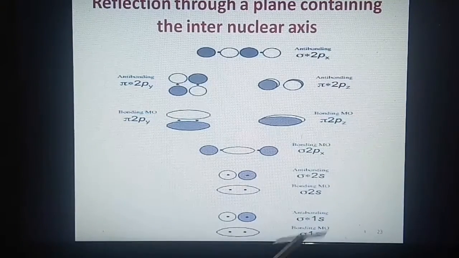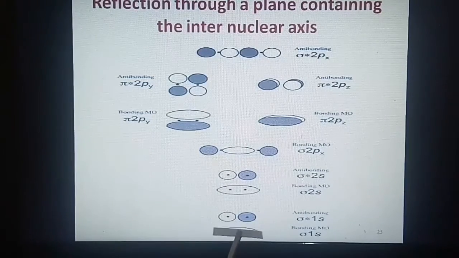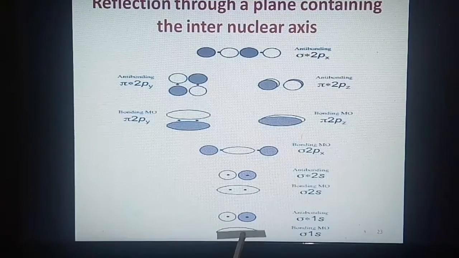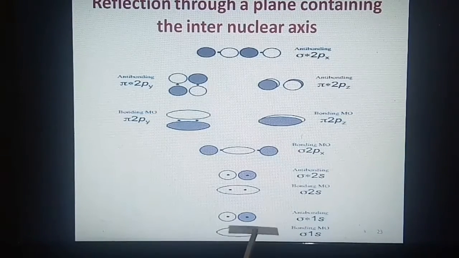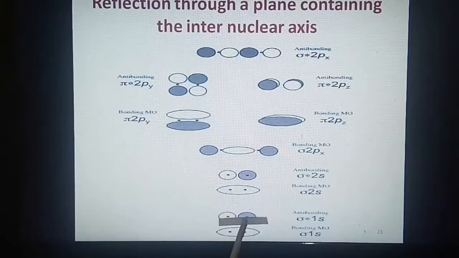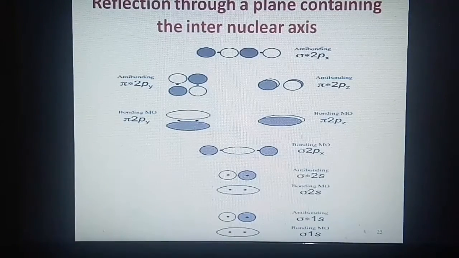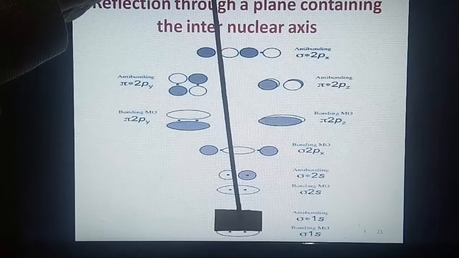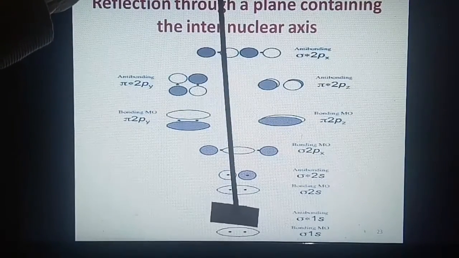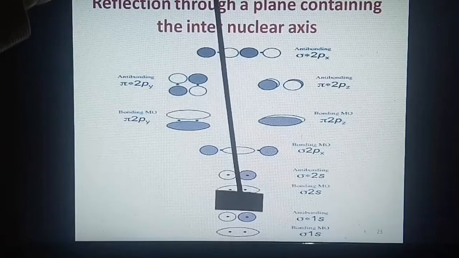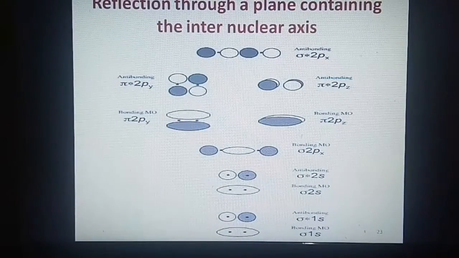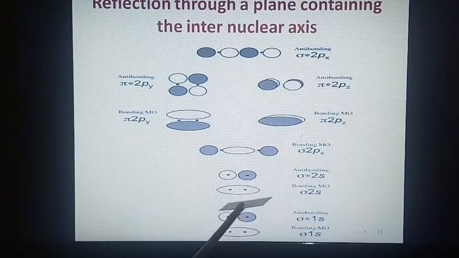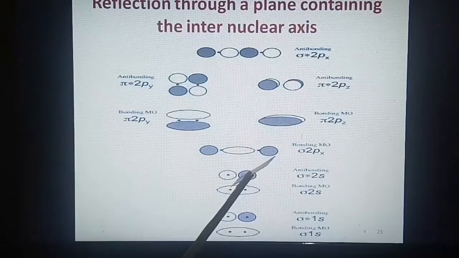In these, the plane passing from front to back will be symmetrical because the same phases are in the reflection. Here will be the same phase. If we take the plane from upward to downward like this, again it is symmetrical because after reflection the same phase is there and the same phase is there. So in sigma it is either plus or minus, and this will be plus, this will be plus.